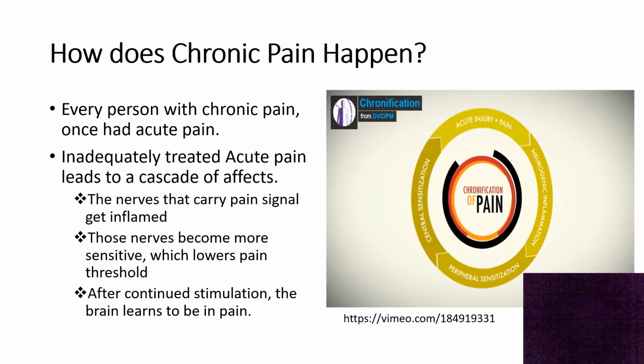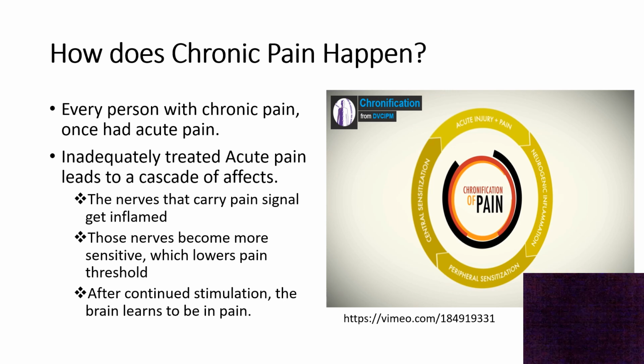So how does chronic pain happen? What we have here is a chronification of pain cycle, and understanding how these different portions play into each other is very, very important. Every patient who has chronic pain at some point started with acute pain. They had an injury and that injury hurt. But not everybody goes on to develop chronic pain. Most people don't. But if you have pretty significant acute pain and it's inadequately treated, you have a cascade of events that happen that contribute to development of chronic pain.